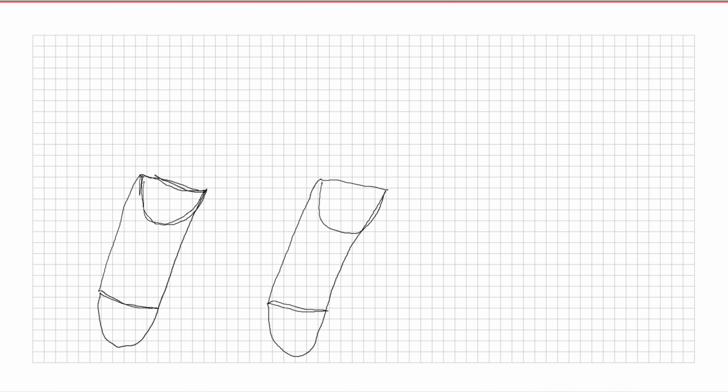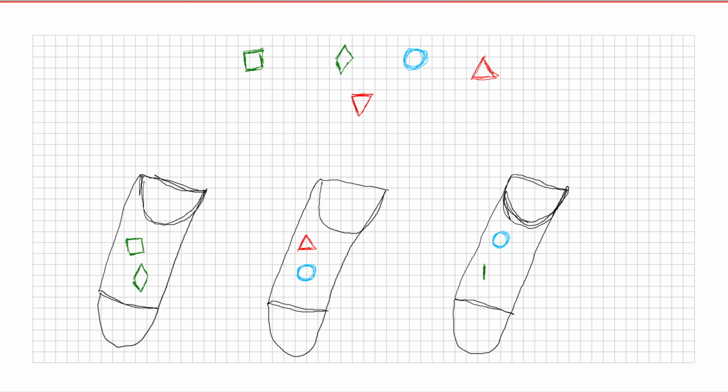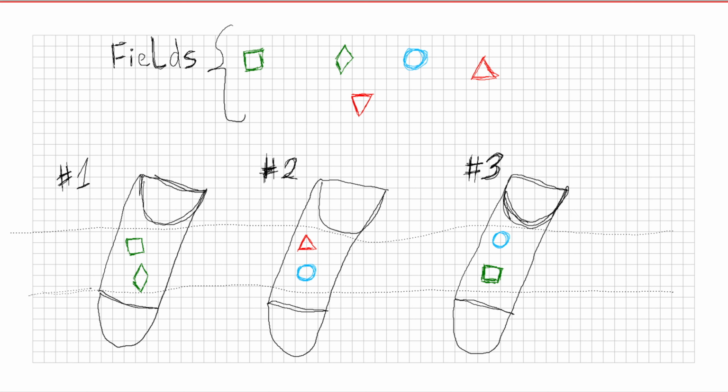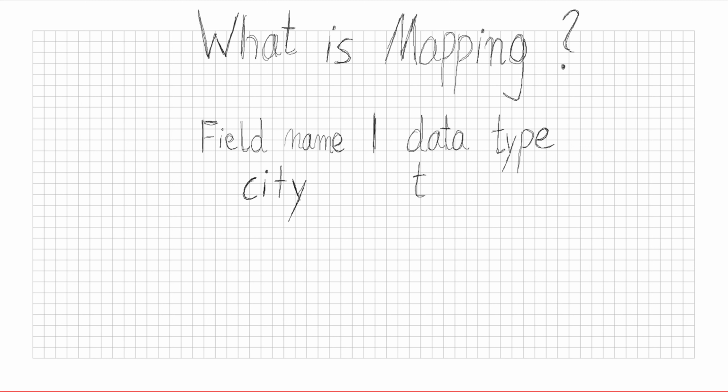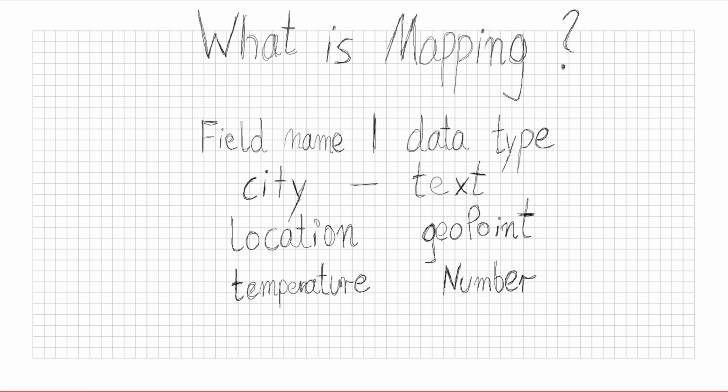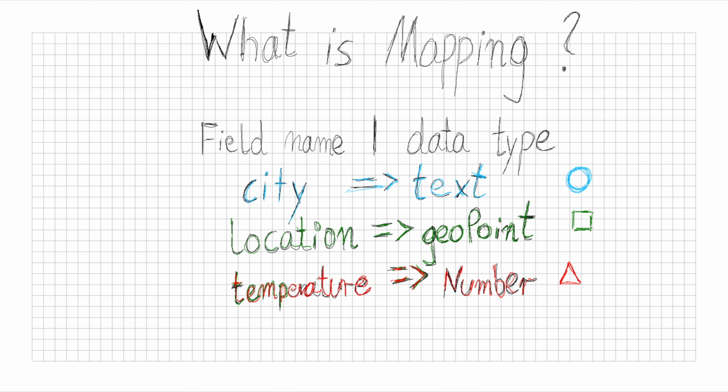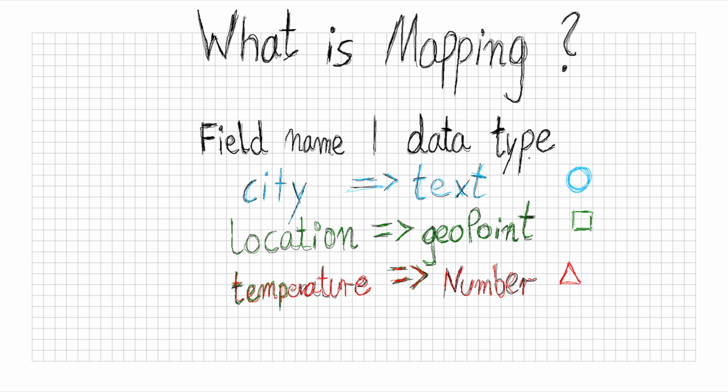Different documents can have different sets of fields. This set of fields is defined by a mapping. But what is a mapping? A mapping is a pair of a field name and a data type. It describes what kind of data can be stored in a document. For example, the field city can be text to store the name of a city. The field location can be a geopoint to store GPS coordinates, allowing distance calculations and area-based searches on a map. And the field temperature will naturally be a number.